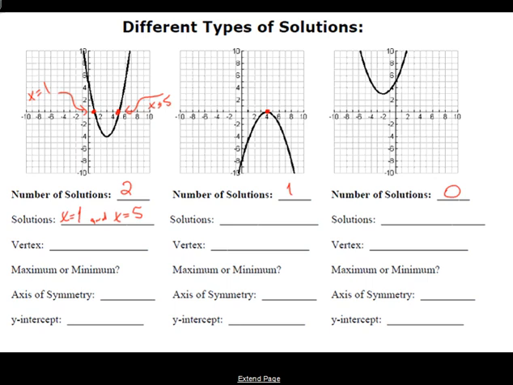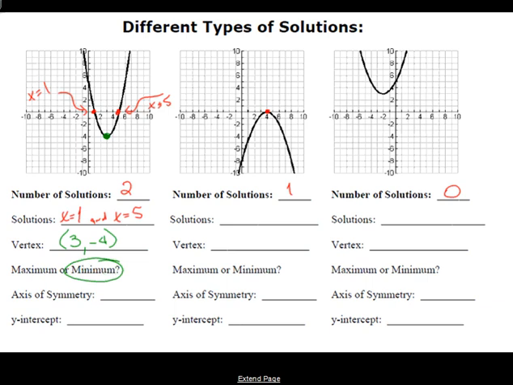Now my vertex, remember, is in this case, this point right here. And it's going to be located at 1, 2, 3. And the vertex is always an ordered pair of point. And then it's going to be going down to -4. And since this one is opening upward, this is a minimum point.